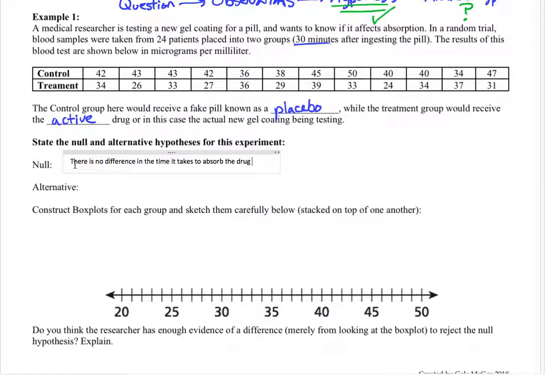We don't really know what the drug is here. It doesn't really matter. There's no difference in the time it takes to absorb the drug into the bloodstream between the control or the placebo group and the treatment slash gel group that's getting that special gel coating that we'd like to investigate. So the alternative hypothesis, we can be real specific here, or excuse me, we can take it a little bit slower.